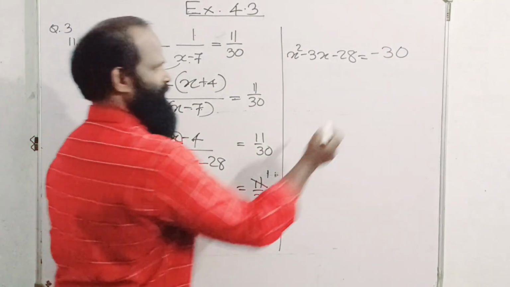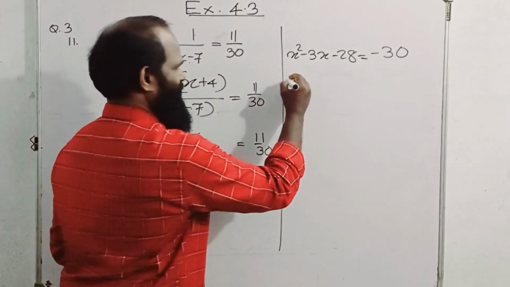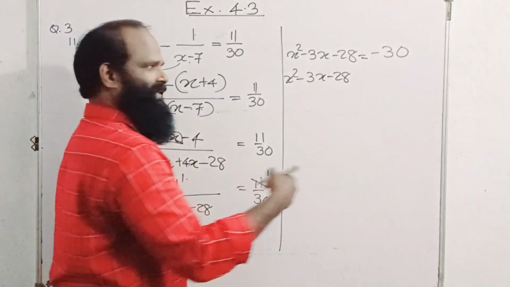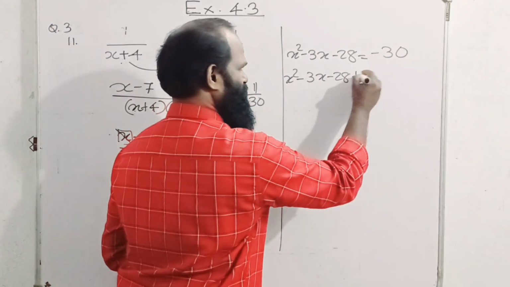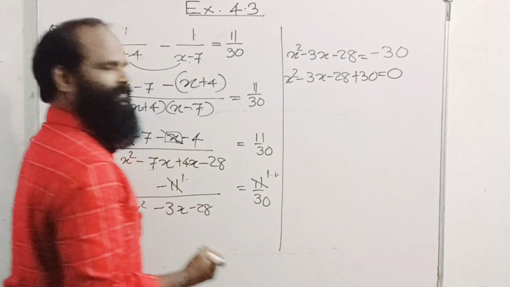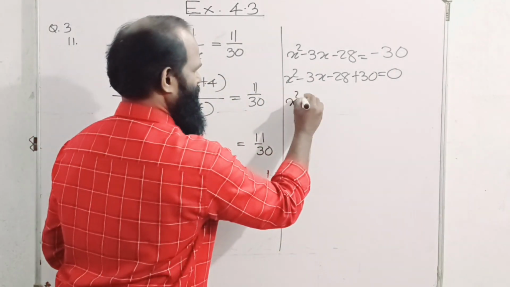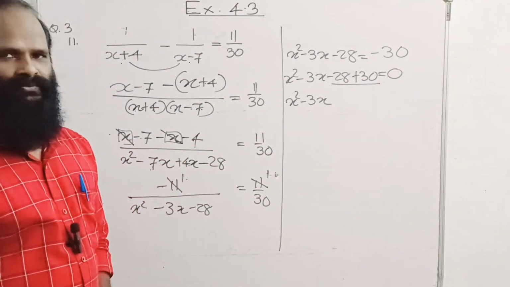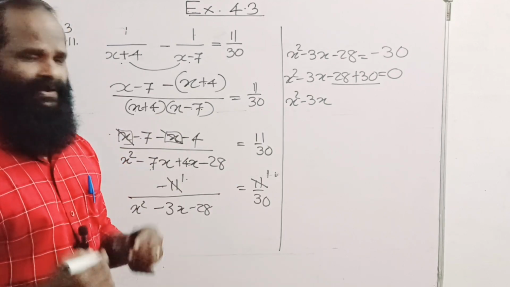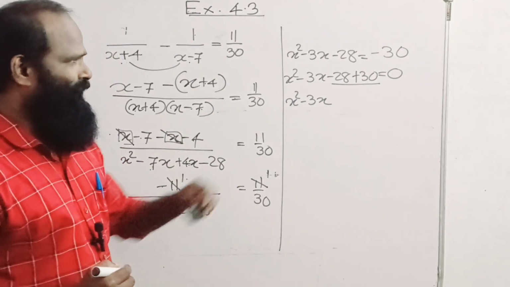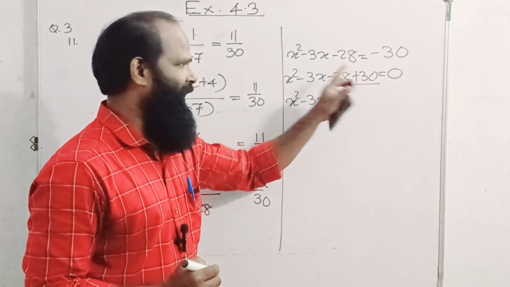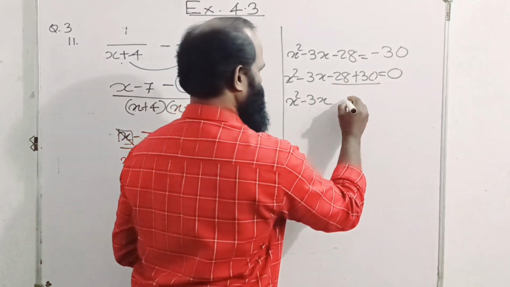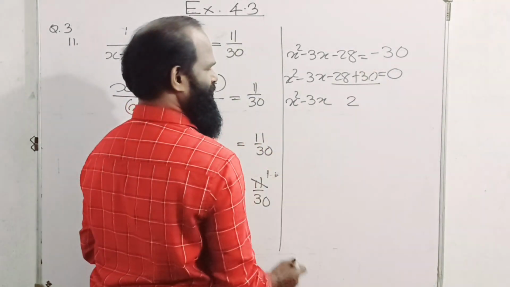And now let us bring negative 30 to the left side. X square minus 3x minus 28. When negative 30 comes to the left side, its sign becomes positive 30. And now x square minus 3x, negative 28 and positive 30. In this kind of situation, we find their difference. If one is negative and another is positive and they are to be added, find the difference and put the sign of the greater number. Their difference is 2. Greater number is 30, its sign is positive.